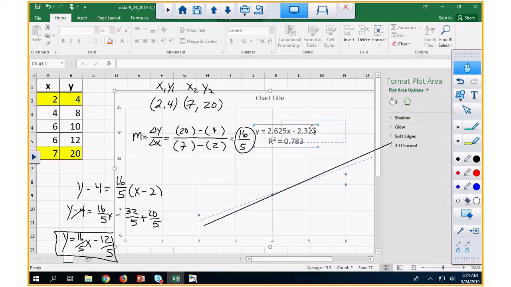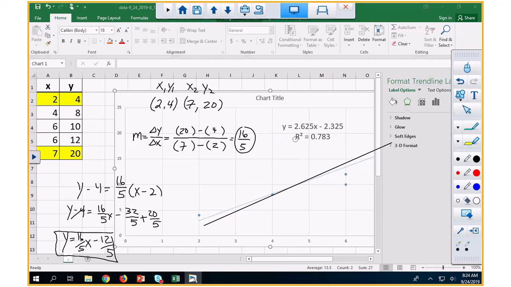Now, we don't need R squared. What do we need? We need R. So what did I tell you to do last week when you want to find R? You take the square root of R squared. So take the square root of R squared.